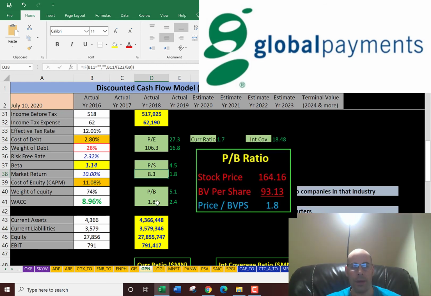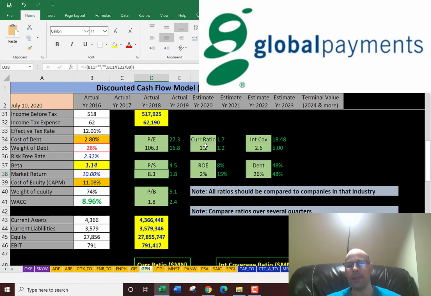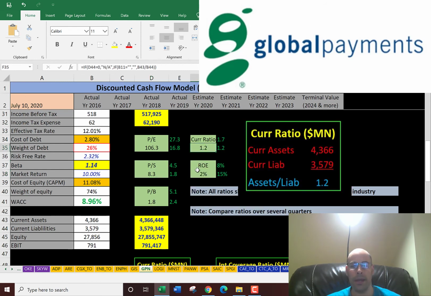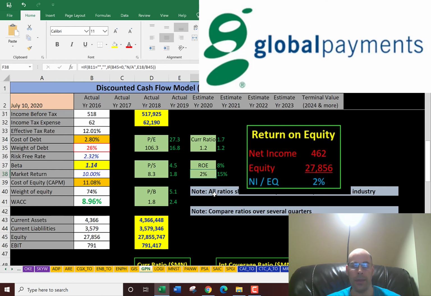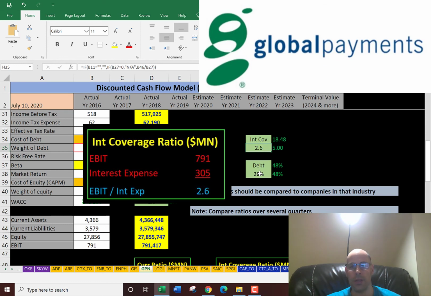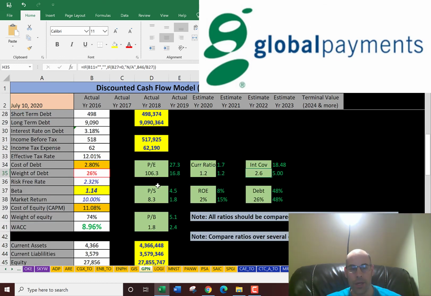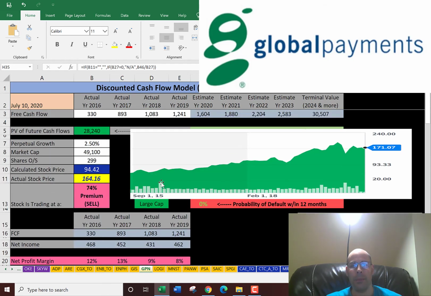They have a good price to book of 1.8. That's price of stock over book value per share. That's mainly because they don't have much debt in the capital structure, so they have a good balance sheet. Current ratio of 1.2, so they can cover their current liabilities. They don't provide much of a return to the equity holders. 2% return on equity. That's income over equity. 2.6 interest coverage ratio, so they can only cover their interest payments 2.5 times. So they don't have the best ratios.